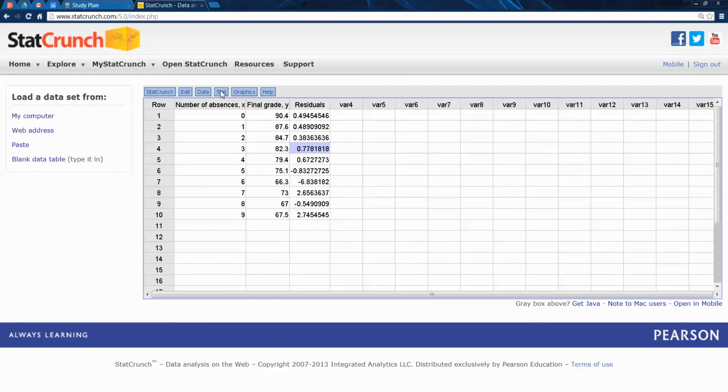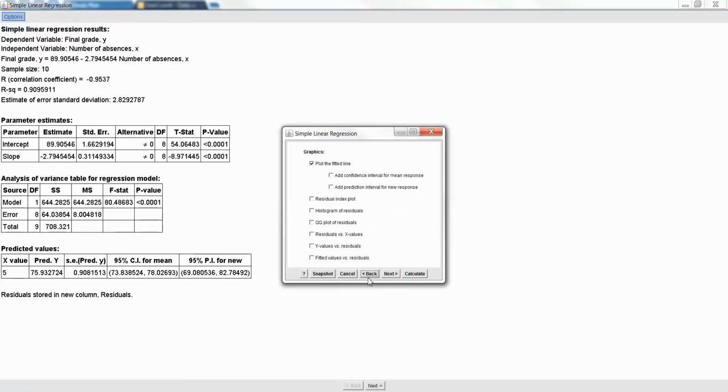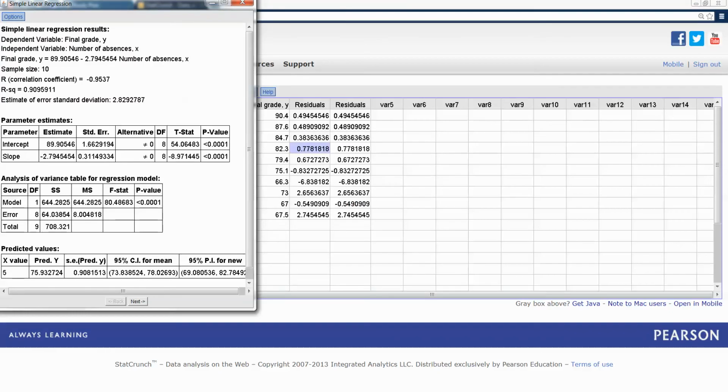StatCrunch does it all in one as long as you get every little button and check. If you don't get it all, you can always go back up here to options, click edit, and say you didn't know it was 5, you can go back and put 5 in right now and then still do it. Okay? I'm all out of time, so I hope that helped.